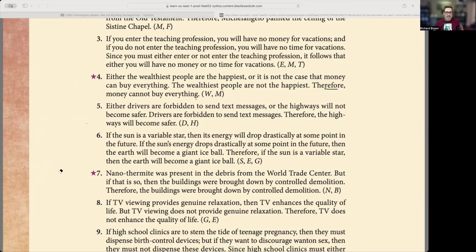All right, so there's not too many more of these. We're almost done for today. Let's go ahead and go through them. Number 7, nanothermite was present in the, oh God, another one. Okay, in the debris from the World Trade Center. But if that is so, then the buildings were brought down by a controlled demolition. Who wrote these? A conspiracy theorist?